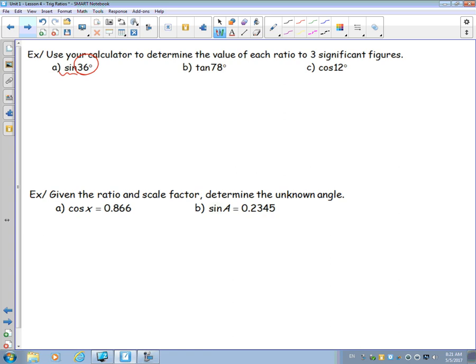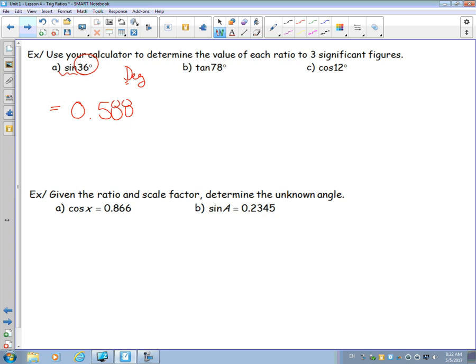And I can do that by using my calculator. My calculator is programmed with every single possible scale factor for any single angle. So, take your calculator out, make sure it's on degrees. It should have a little DEG, or a D at the front, at the top, okay, and type in sine 36. It should come out to 0.588.